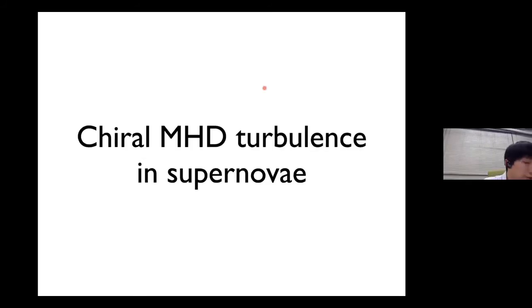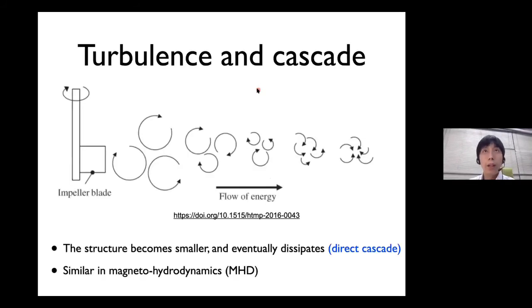So let me finally briefly tell you what happens if we take into account the effects of the chirality in the evolution of supernovae. Okay. So whether a supernova explosion occurs or not is related to whether sufficient energy is powered by nonlinear hydrodynamic evolution. And one such example is the turbulence. And actually turbulence is abundant in our daily life. For example, if we have a rotating blade, then this produces a number of vortices. And we empirically know that the size of vortices becomes smaller and smaller. And this is called the direct energy cascade.